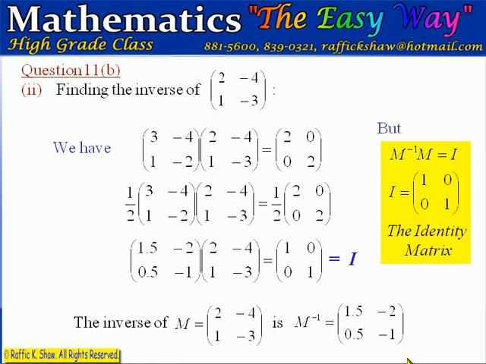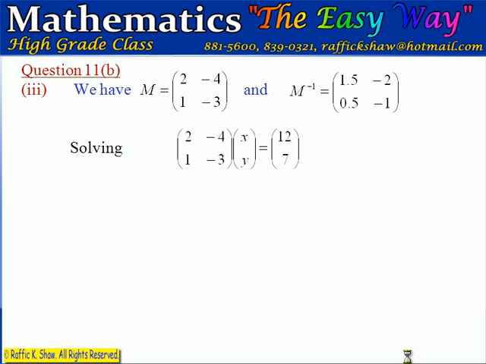Let's move down now to part 3. Now in part 3, we are told to use the inverse matrix of this M to calculate the values of X and Y. And let's show how this calculation is done. This is a matrices equation, and we need to find the values of X and Y. Now we must recognize that what we have here really is M multiplied by the matrix XY equals 12 7.